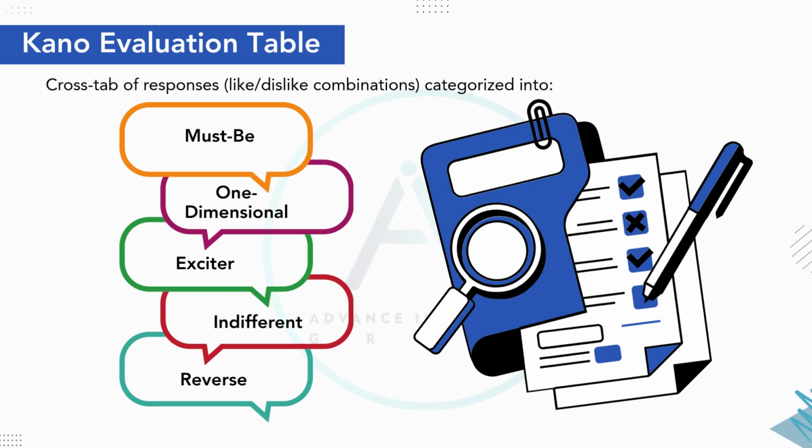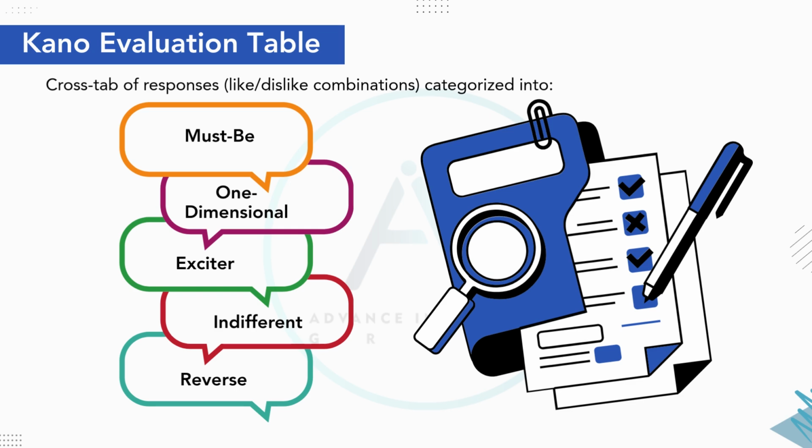If not fulfilled, customers are dissatisfied, but if fulfilled, they don't feel particularly happy. 2. One-dimensional. More of this feature leads to more satisfaction. Less of it leads to dissatisfaction. Performance-based. 3. Exciter, delighters. Features that surprise and delight customers when present, but customers don't miss them if they're absent. 4. Indifferent. These features don't really affect satisfaction, whether present or not.